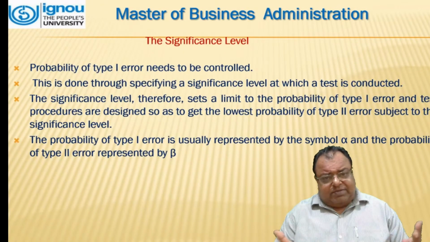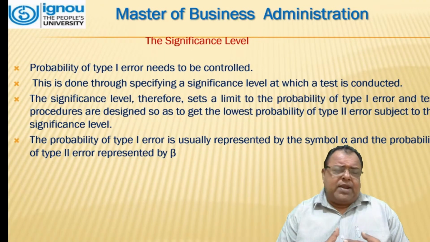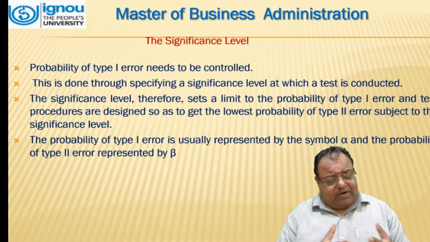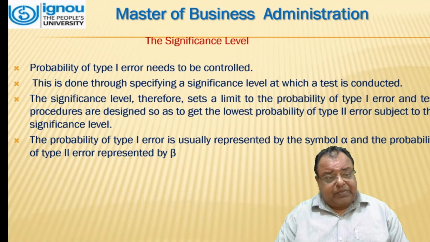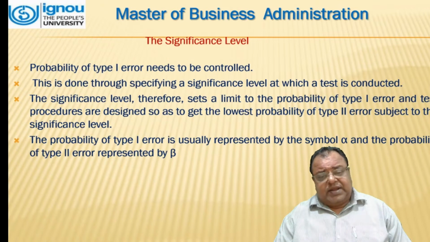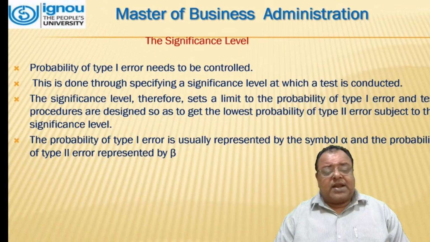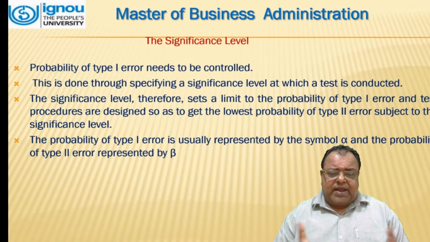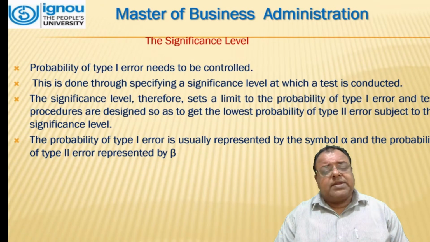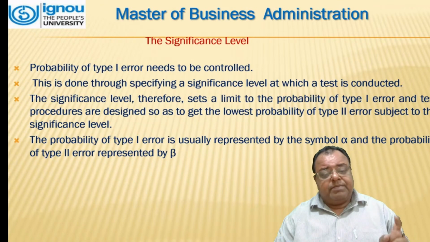Now we will talk in terms of significance level. Probability of type 1 error needs to be controlled. This is done through specifying a significance level at which a test is conducted. The significance level, therefore, sets a limit to the probability of type 1 error, and test procedures are designed so as to get the lowest probability of type 2 error subject to the significance level. The probability of type 1 error is usually represented by the symbol alpha, and the probability of type 2 error is represented by beta.